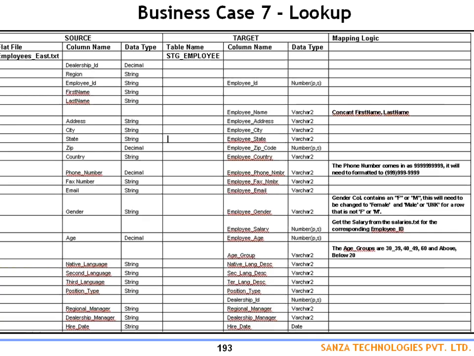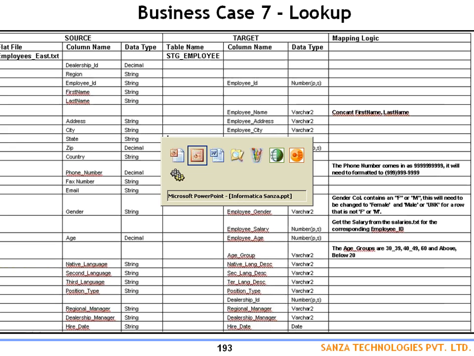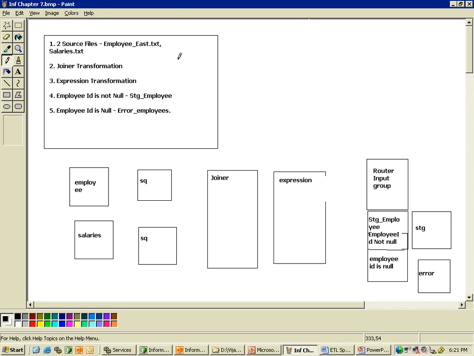So as per the discussion we did on loading data into the stage employee table and error employee table, we used a joiner transformation. Now with the same concept, we will use a different transformation.